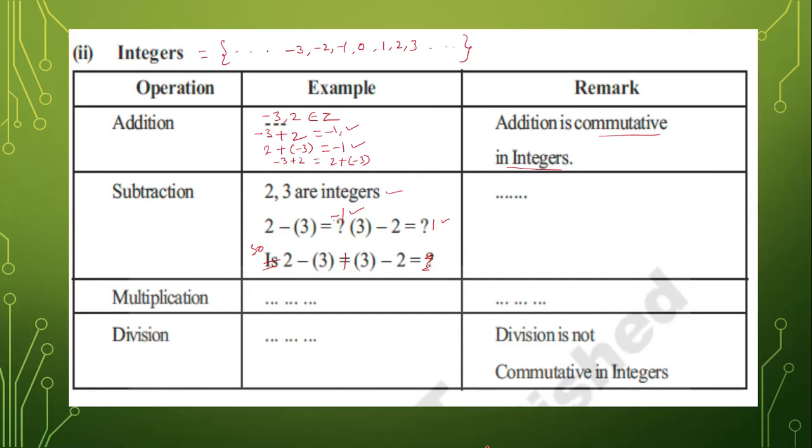That means if the order is changed, the result is also changed. That means what we can say is that subtraction is not commutative in integers.